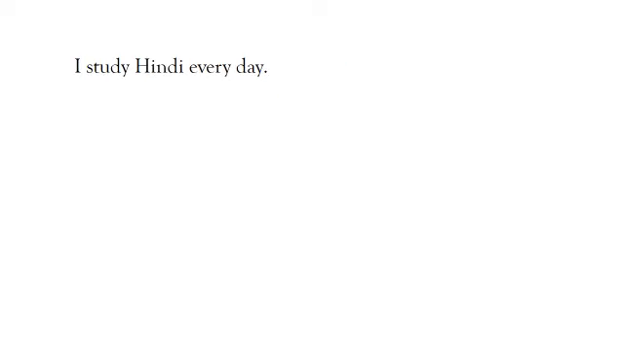Let's take a look at a sentence like, "I study Hindi every day." This is a habitual or repeating action because this is something that I do as a habit, or it is an action that repeats itself on a regular basis. And how do we know this is something that repeats itself on a regular basis? The sentence says, every day. This is something I do every day.